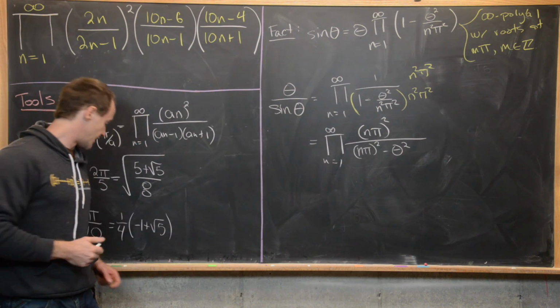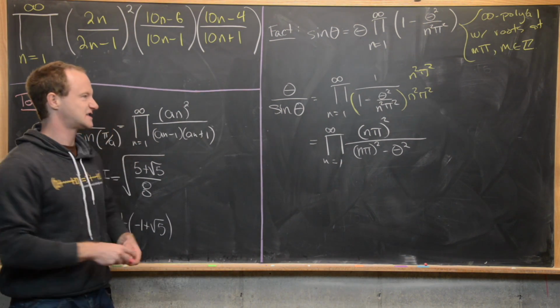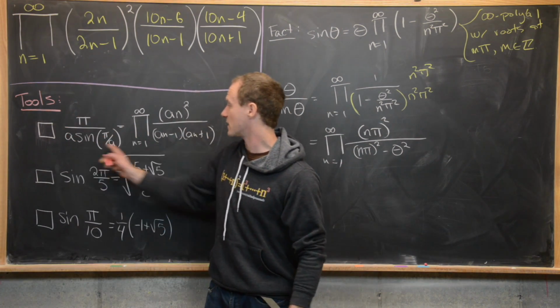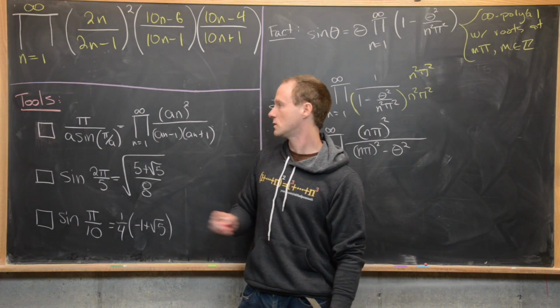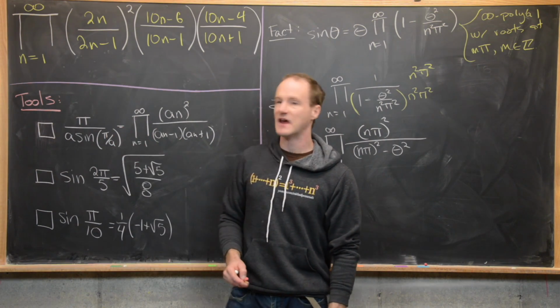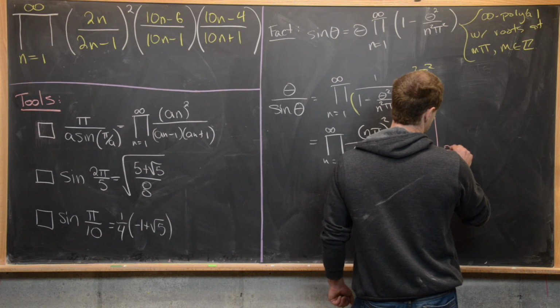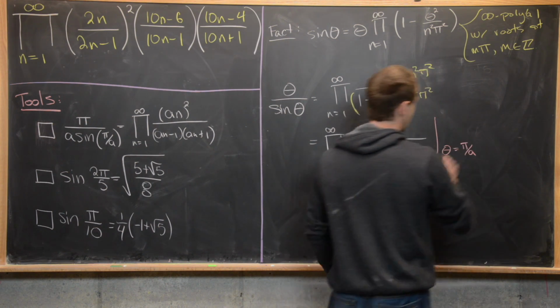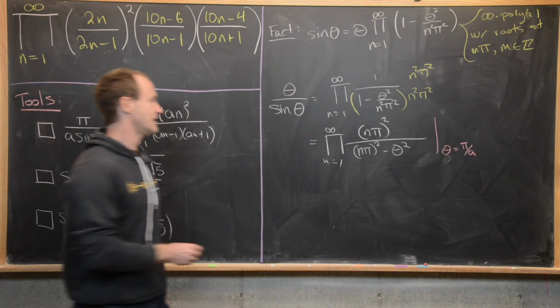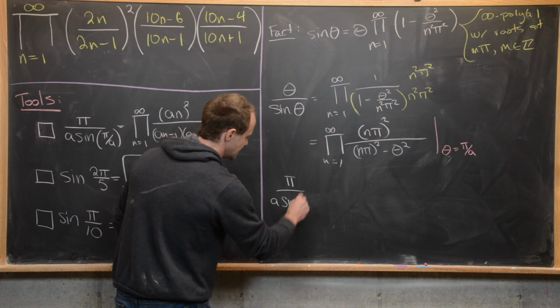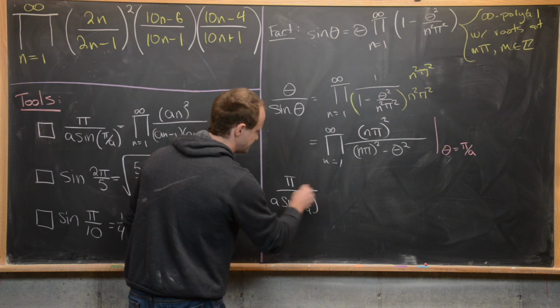The next thing that we're going to do is evaluate this at a special value of theta, and we're going to look at the left-hand side of our desired tool, and notice if we evaluate this at theta equals pi over a, we're good to go. So let's evaluate this at theta equals pi over a and see what we get. So the left-hand side will be exactly pi over a times sine of pi over a.